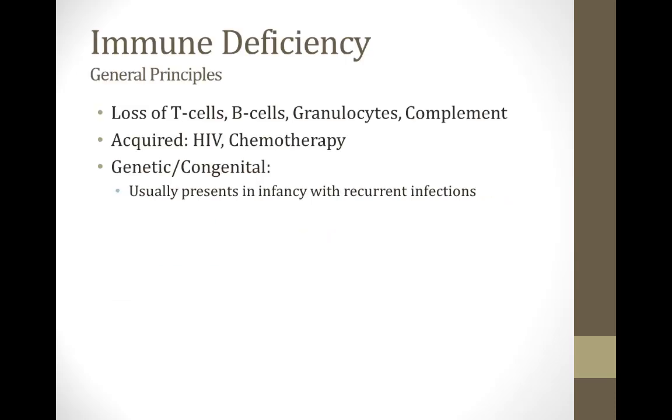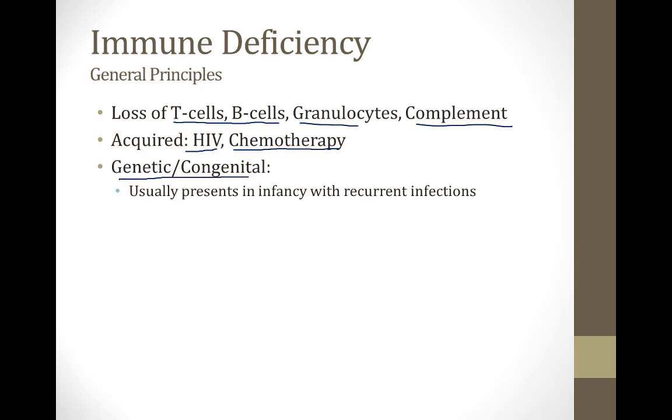In general, you can develop a deficiency of the immune system when you have dysfunction or loss of one of the important components. So for example, if you lose T cells or B cells or granulocytes or complement. In clinical practice, most of the immune deficiency you will see will be acquired. It's either from people with HIV or much more commonly it's from chemotherapy. Chemotherapy is administered to kill malignant cells, but as a side effect, it often also kills cells of the immune system.